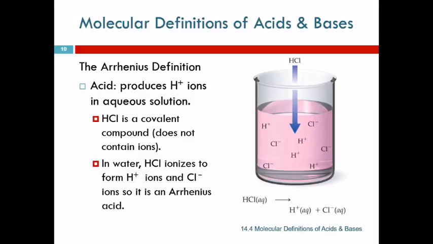There's different ways of defining acids and bases. The first one we'll look at is the Arrhenius definition. An acid is a substance that produces hydrogen ions in aqueous solution. So HCl is an acid. It's a covalent compound. It doesn't actually contain any ions, but when we put it into water, it forms hydrogen ions. This definition produces hydrogen ions in aqueous solution. You put HCl in water, it separates, it ionizes, and forms hydrogen ions and chloride ions. So therefore, it fits the definition of an Arrhenius acid.